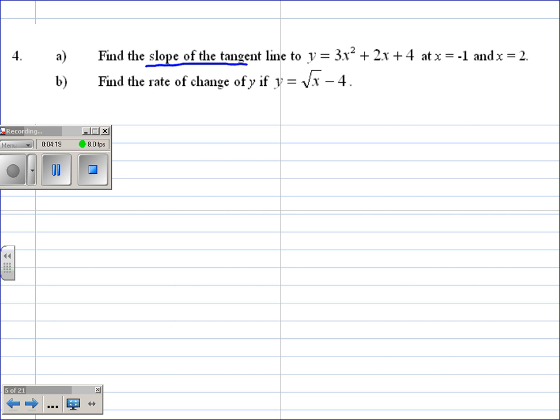Okay, slope of the tangent line, rate of change, both of these things mean derivative. I hope you know that by now. Remember, derivative is the instantaneous rate of change, or the slope of the tangent line. So it says find the slope, so it's just asking for the derivative here.